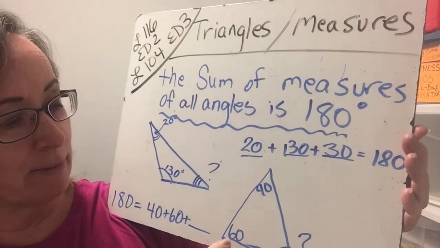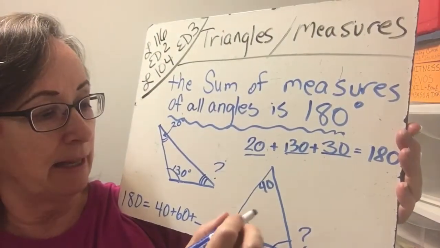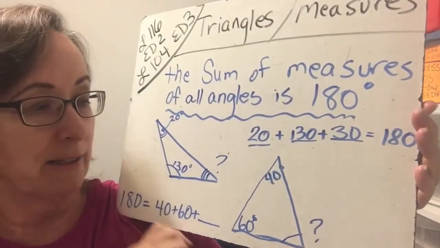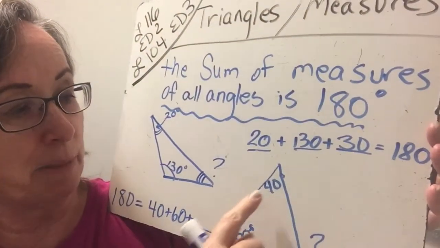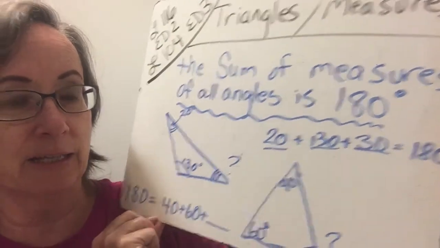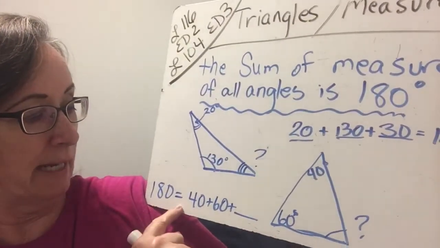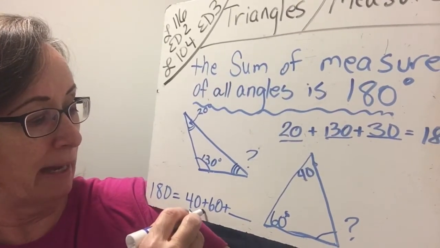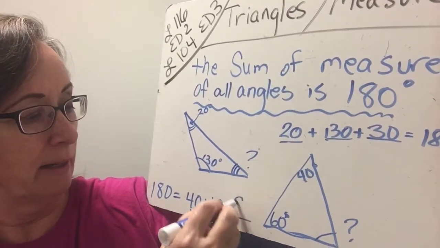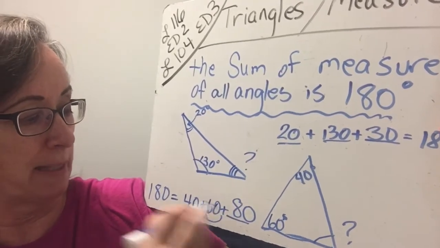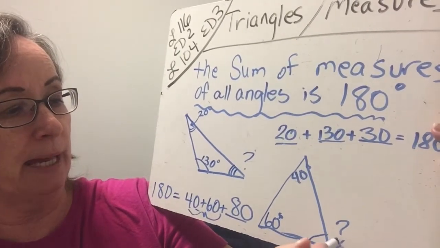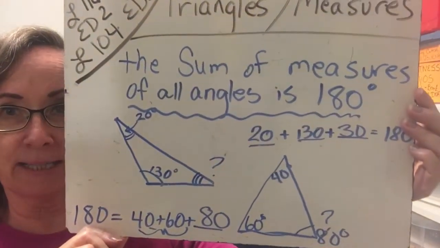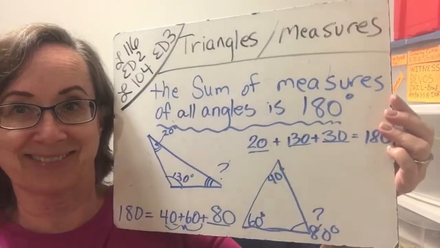Okay, so this one, we have a 60 degrees and a 40 degrees, and this is our unknown angle. So we have 60 plus 40 plus something is 180. Since these two add up to 100, this one must be 80. 100 plus 80, so this is going to be 80 degrees. And it is truly just as easy as that.